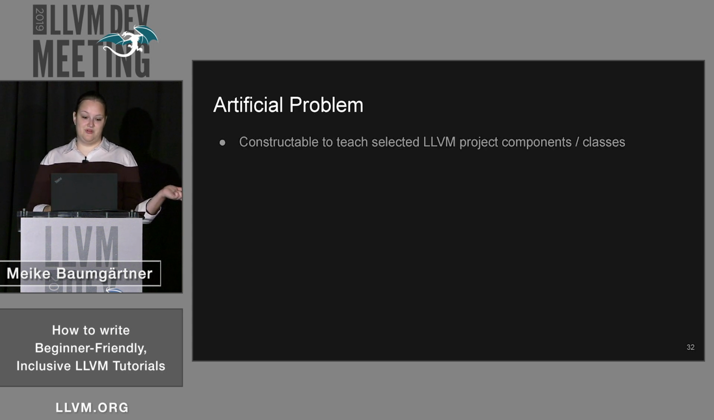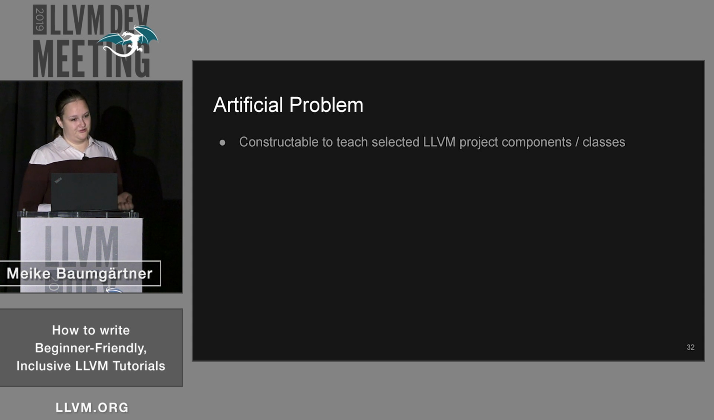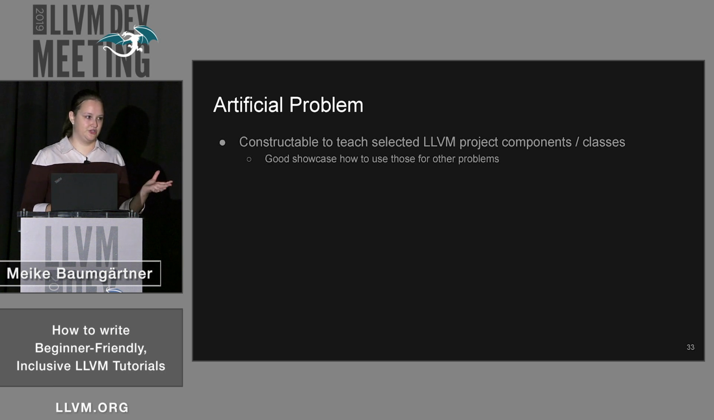So why an artificial problem? Those problems are constructible to teach selected parts of your area of expertise. If you want to demonstrate the use of certain classes, you want to show a specific component, the interaction with another part of the LLVM code base, you can choose a problem that needs to touch all those classes, that needs to have this interaction, and you can make the problem as artificial as you want, just to be able to showcase all those components you want to show.